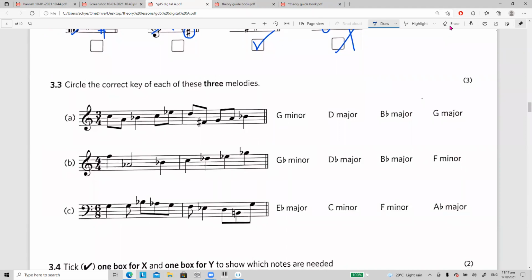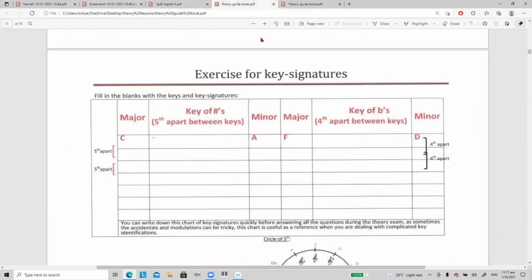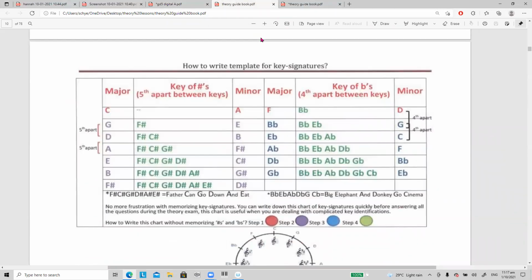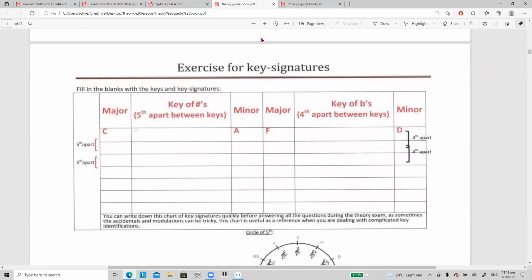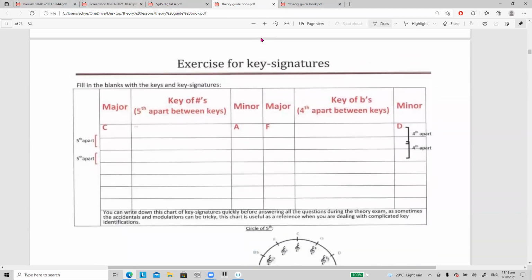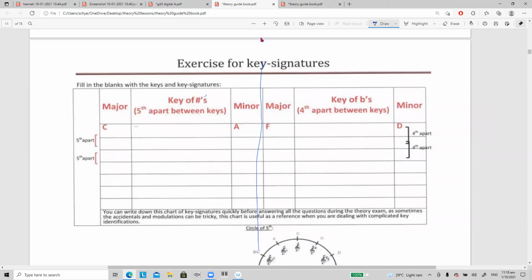Now, from 3.3 onwards, you need to have a chart like this during the exam. For my students, I usually won't ask them to memorize all the sharps and flats because there are too many key signatures, and it's going to be very complicated when they add in the harmonic and melodic forms. So during the exam, prepare a piece of paper and split it into 2 big columns like this. The left side is for all the sharps, the right side is for all the flats. So we have major, minor, major, and minor.